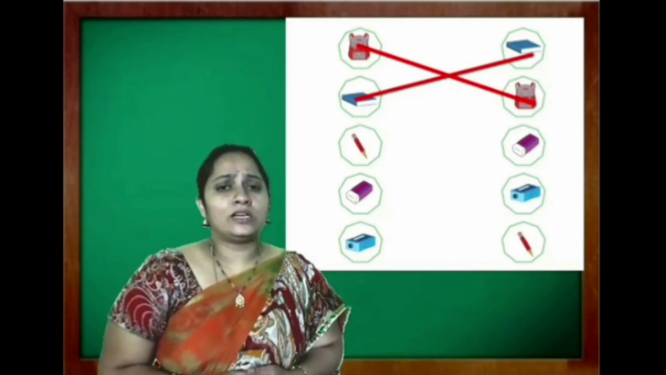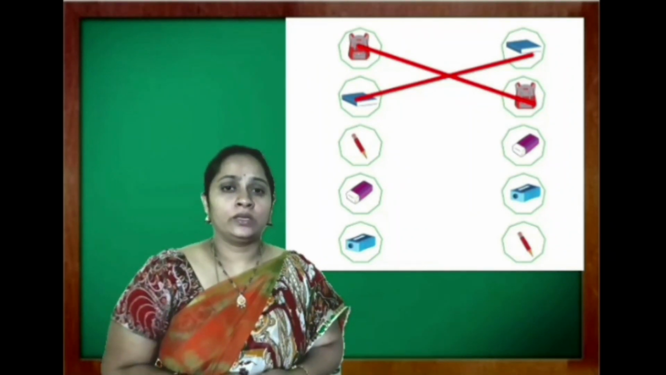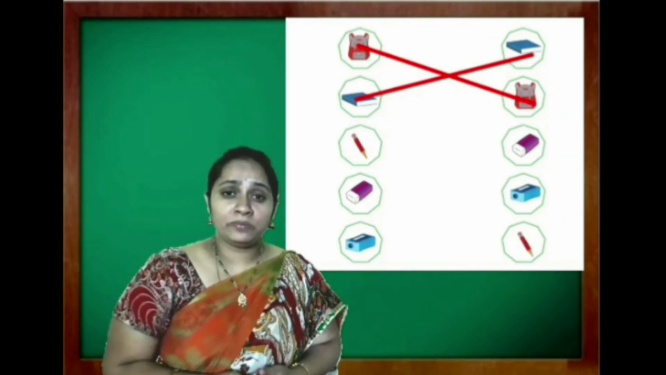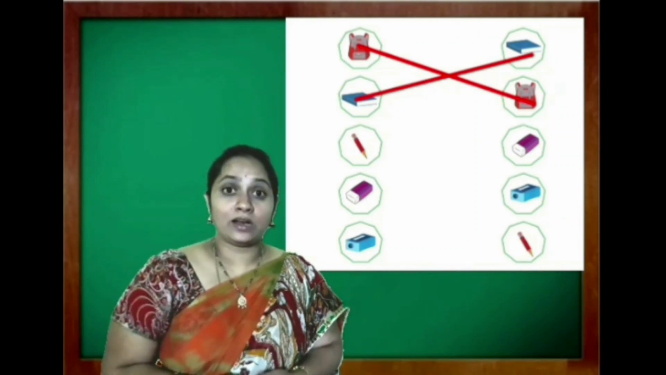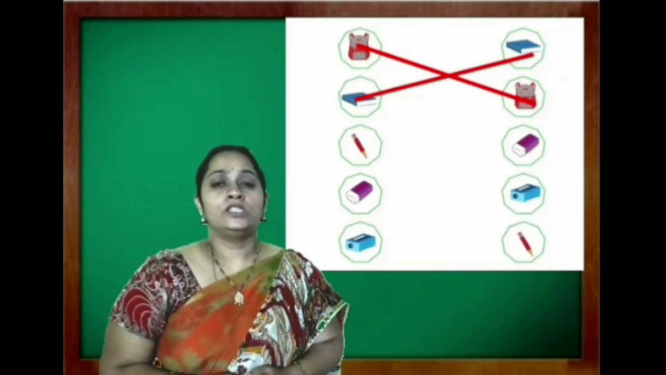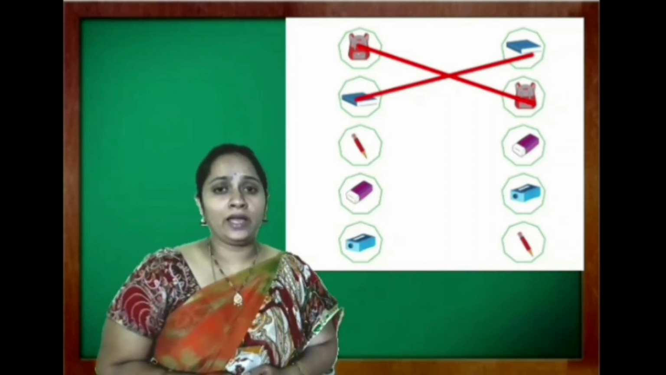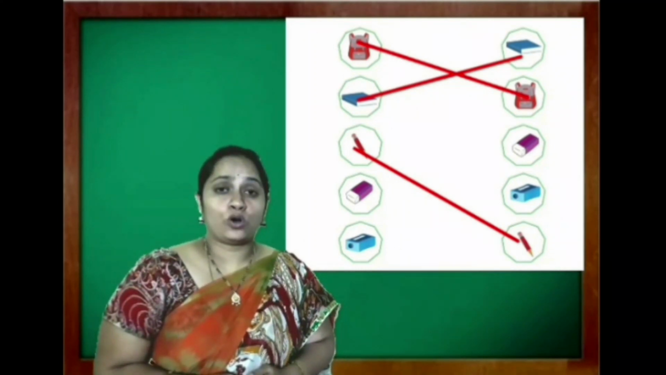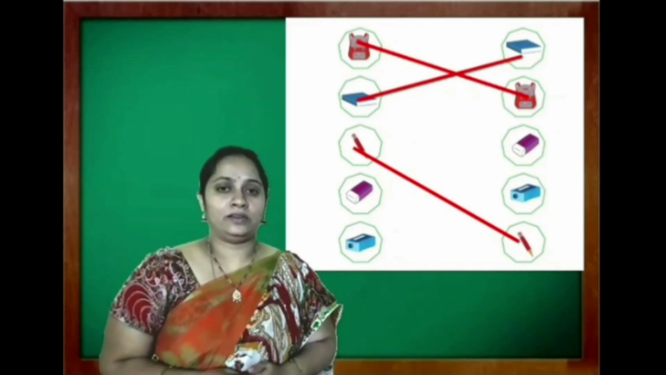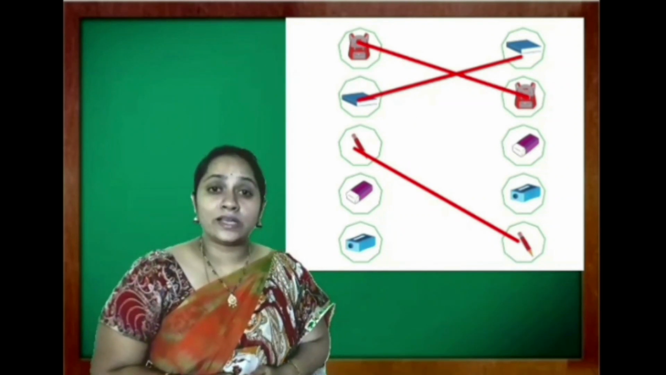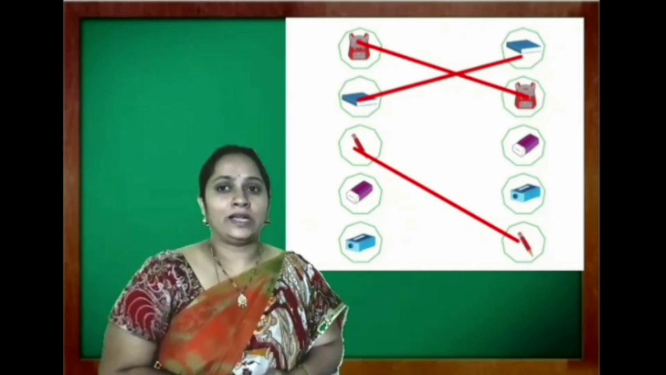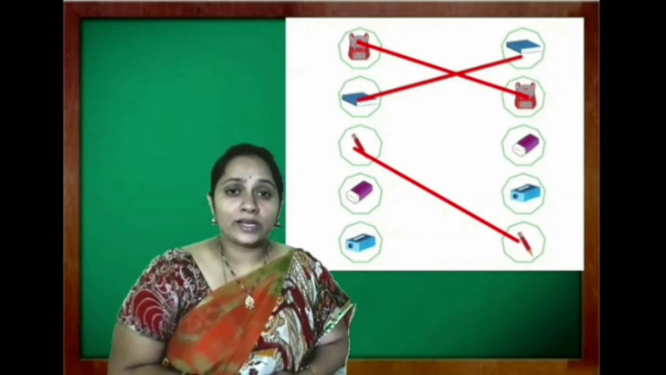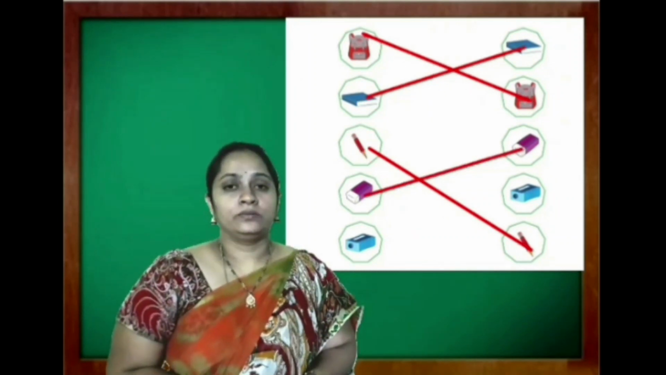Now, which is the third object in first column? A pencil. Now, is there pencil in second column? Yes, it is there at the last in second column. So, match the two pencils with a line. Now, the fourth object in first column is an eraser. Can you find an eraser in second column? Yes, it is there at third place. So, match the two erasers with a line.